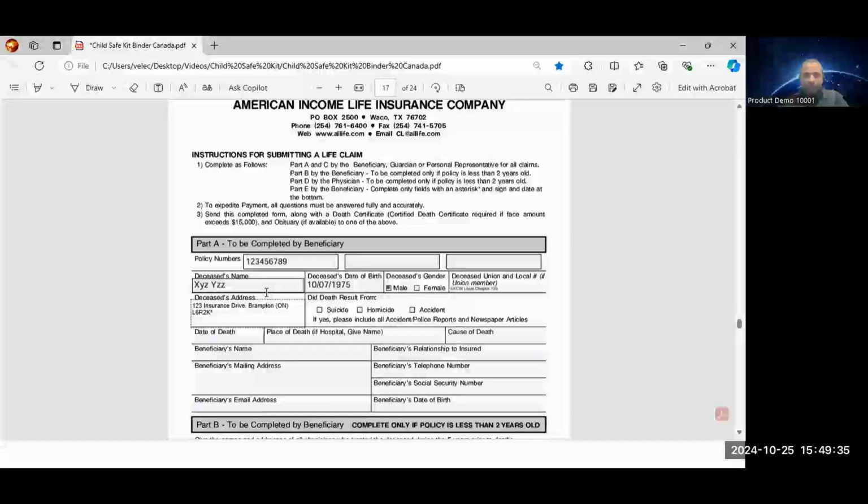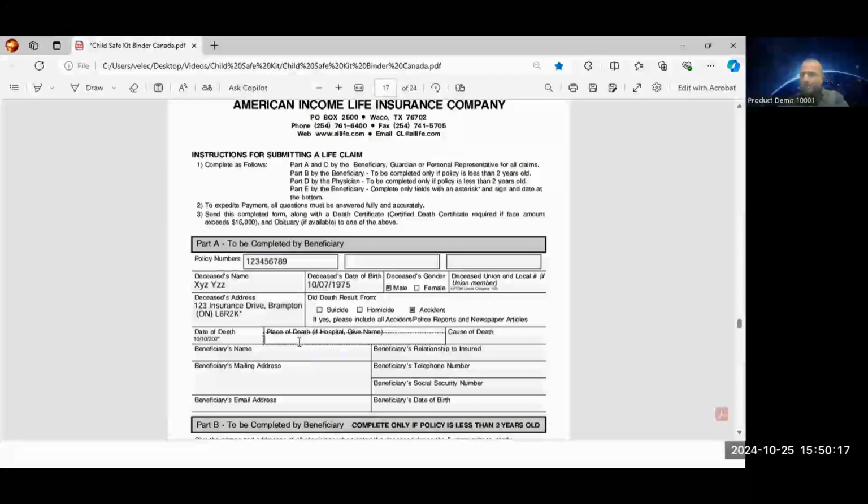Furthermore, you will need to know and indicate whether this death or casualty resulted from suicide, homicide, or accident. Let's say this casualty happened as a result of an accident, an auto accident, for example. We'll also need to know the date of death. Let's say this person passed away on the 10th of October, 2025 or 6, whatever the number might be.